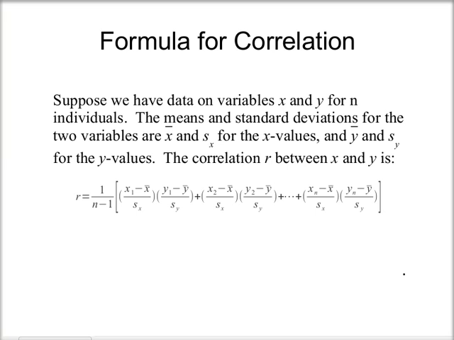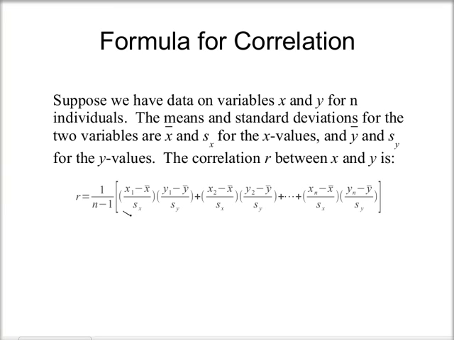So now we sort of have an idea of what correlation tells us, but we need to be able to calculate it for a data set. So if we have data on two variables, x and y, for n individuals, then if we know the means and standard deviations for those two variables, we can calculate the correlation, and it's given by this formula here.